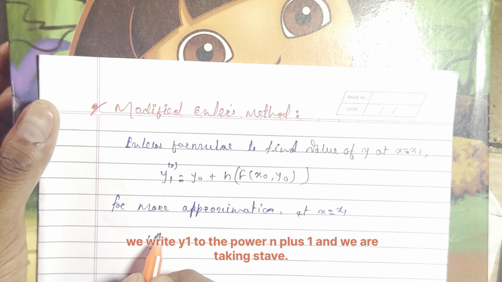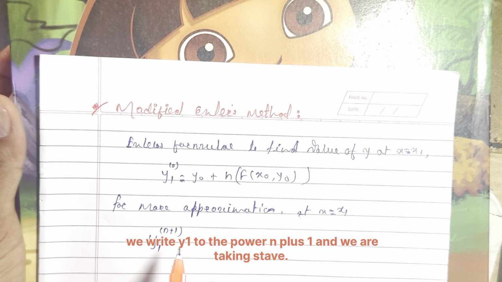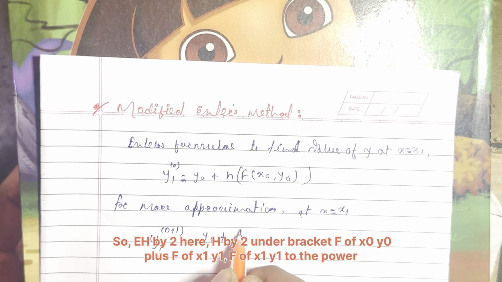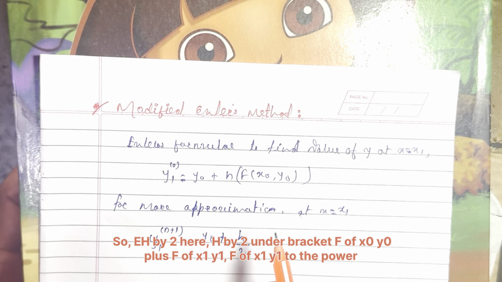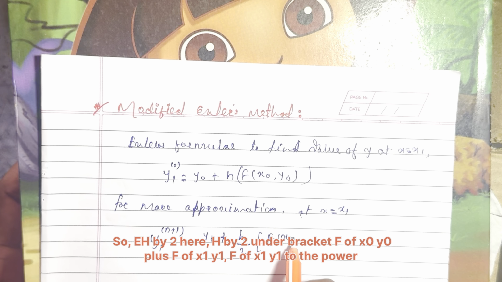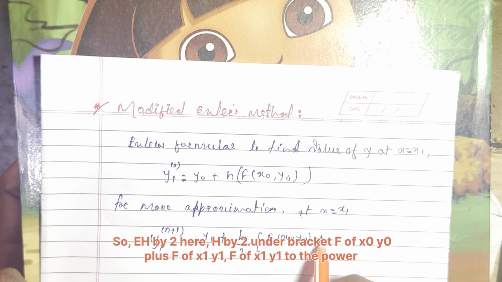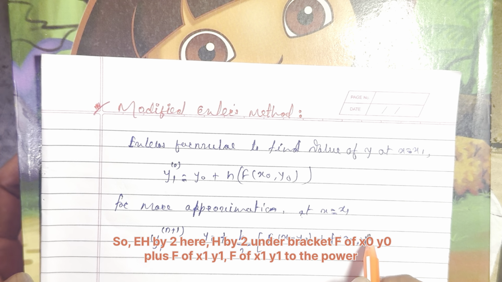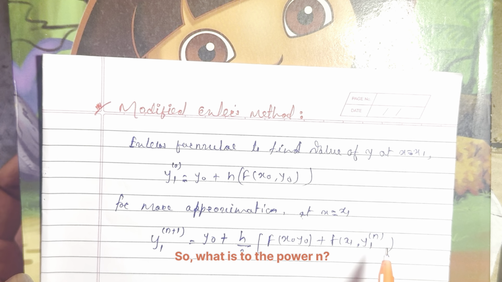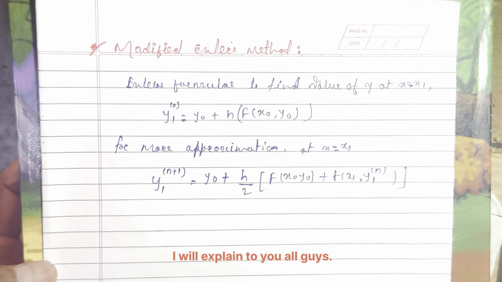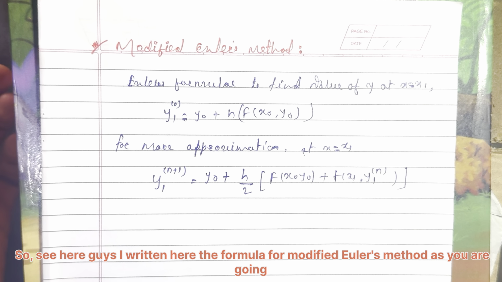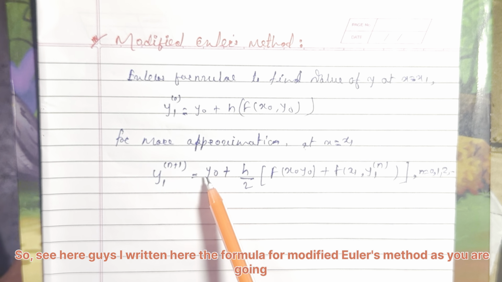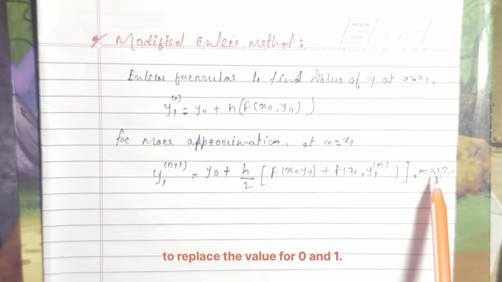We write y1 to the power n plus 1 equals y0 plus, taking step h by 2, h by 2 times the bracket f of x0, y0 plus f of x1, y1 to the power n. What is the power n? I will explain it to you, guys. Just see what I am writing. I have written the formula for modified Euler's method, where you replace the values for 0, 1, 2.